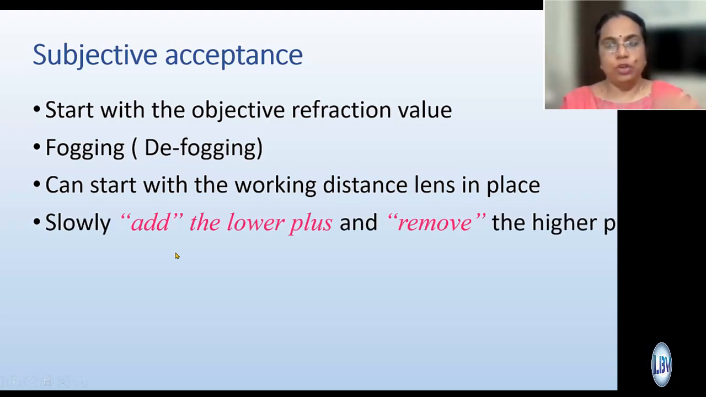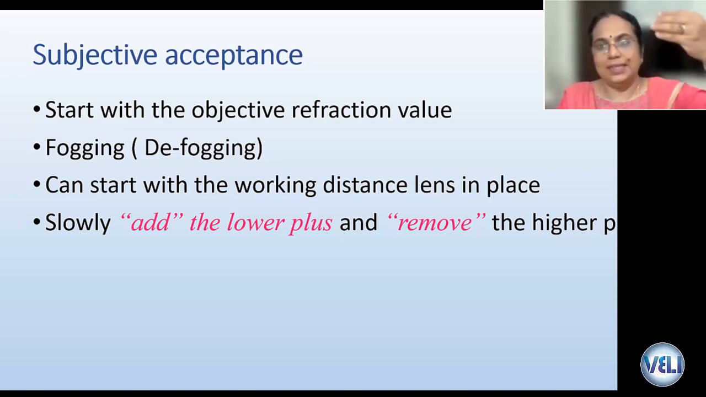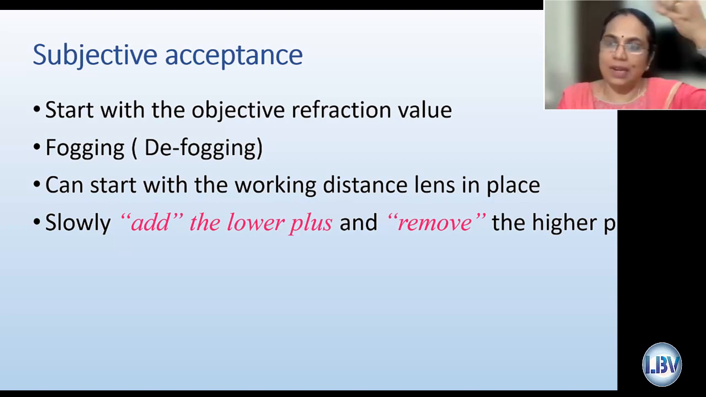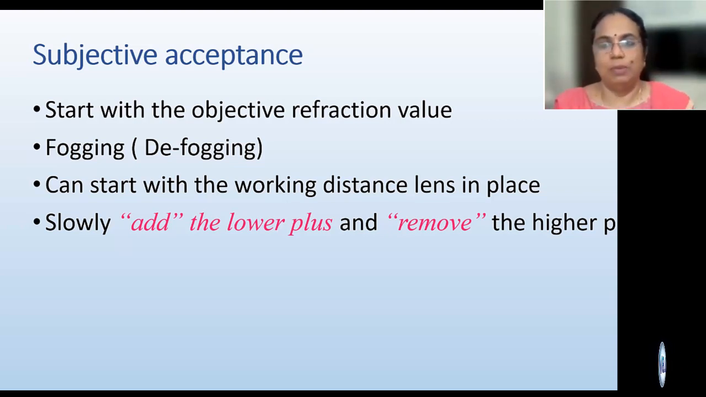You have to slowly add the lower plus and only then remove the higher plus. Do not remove plus 1.5 and then put a plus 1.25. You've completely lost the accommodation control over there. So what you should do is, if there is a plus 2.5 diopter lens in place, what I would do is put a plus 2.25, then take the 2.5 diopter lens out.